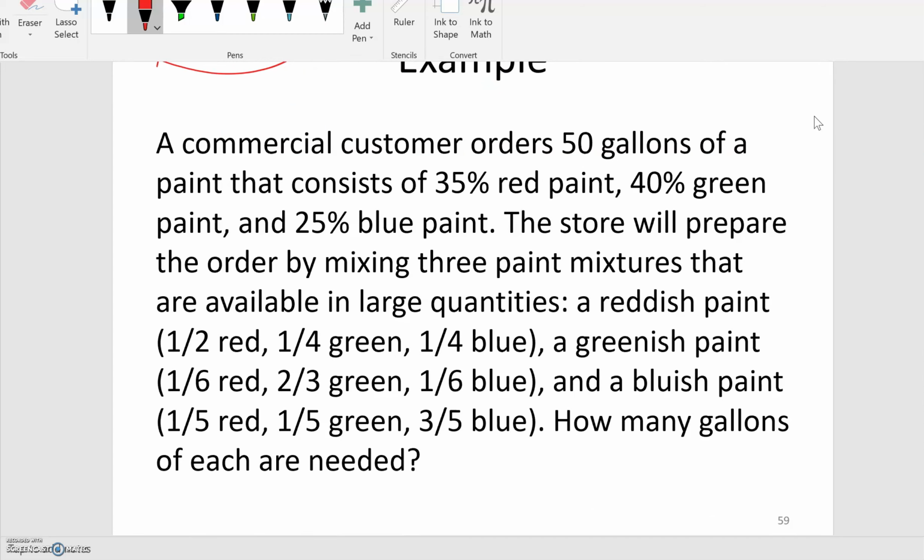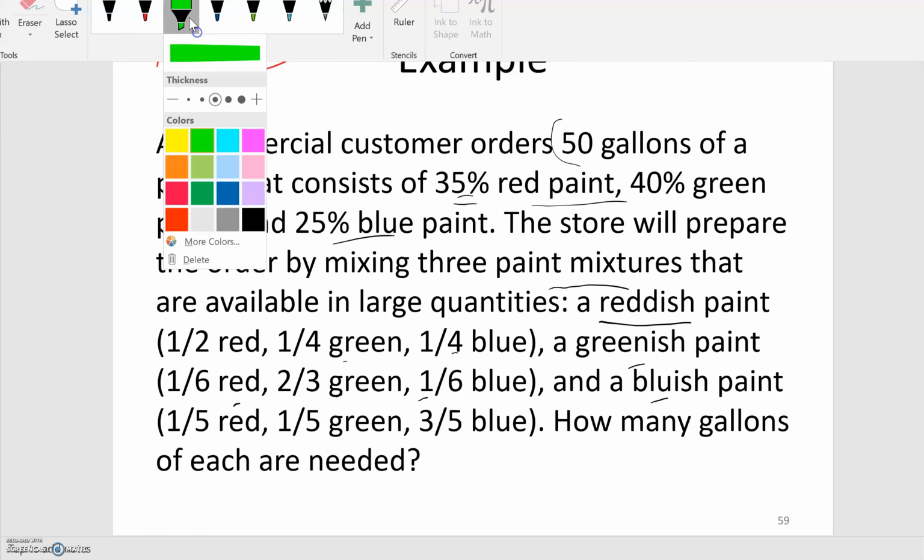So here we go. A commercial customer orders 50 gallons of a paint that consists of 35% red, 40% green, and 25% blue. So the customer is ordering 50 gallons of a mixture of paint of 3 colors. The store is going to prepare this order by mixing three other paint mixtures that they have plenty of. So I have a reddish paint that's a mixture of red, green, and blue. Then I have a greenish paint that's a mixture of red, green, and blue. And then I have a bluish paint that's also a mixture of red, green, and blue in various proportions. So I'm mixing these mixed-up paints together to get the desired product.